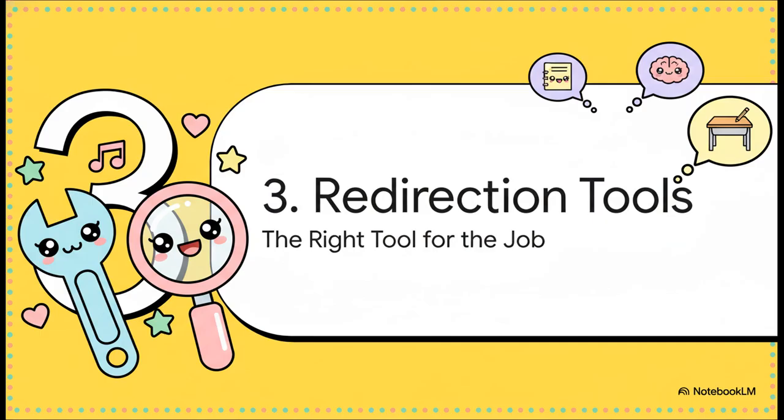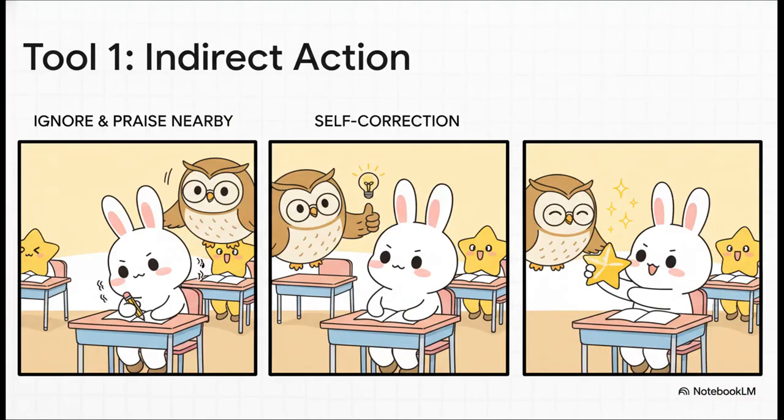So once you've figured out what kind of behavior you're seeing, you need the right tool for the job. And the good news is, it pretty much boils down to two main strategies, one for the small stuff and one for the real problems. For that nuisance-level behavior, the best approach is to be indirect. The whole goal is to avoid feeding that behavior with your attention. So you might use what's called planned ignoring. Or you could praise another student nearby who is doing the right thing. Then, and this is great, the moment the first student fixes their behavior, you catch them being good with some specific praise. You're reinforcing the positive without ever getting into a power struggle over the negative.